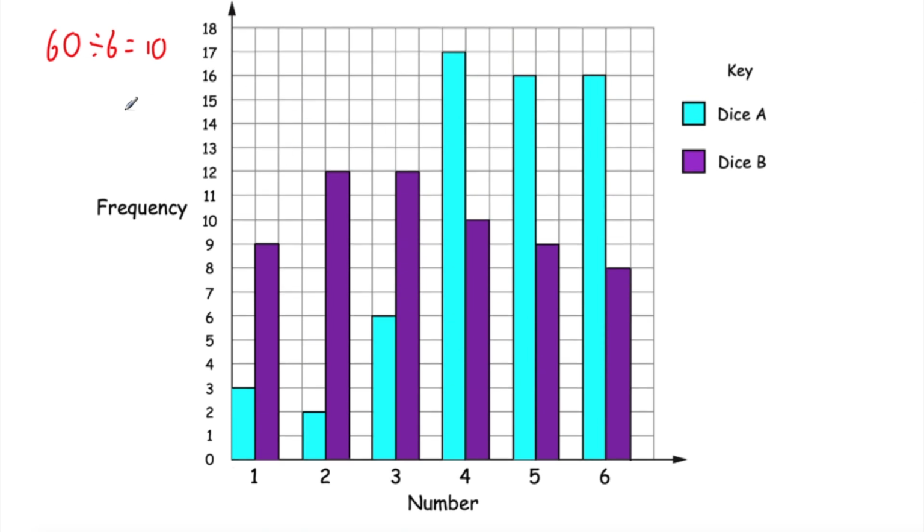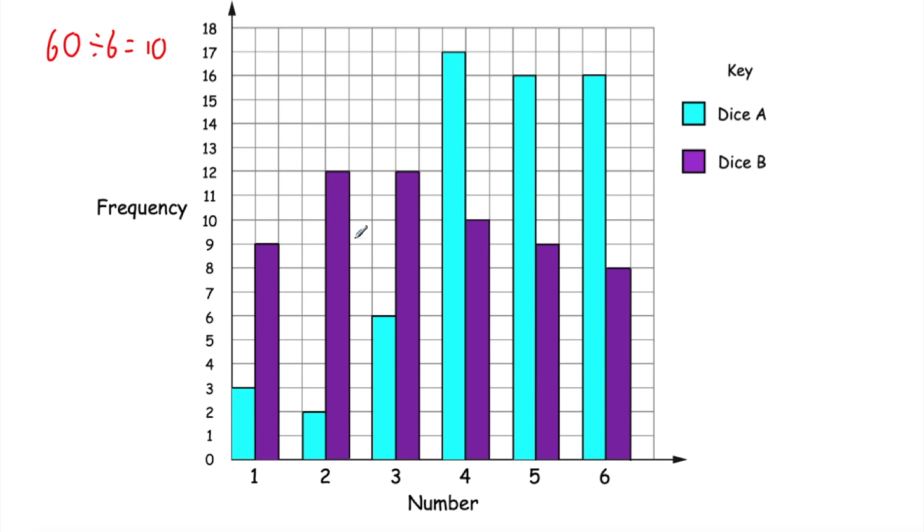So we talked about the fact that if we roll a dice 60 times, because there's 6 numbers, they should roughly appear on each number 6 times. You should get roughly 10 number 1s, 10 number 2s, 10 number 3s, and so on, roughly. Now if we have a look at this dice B, we've got 9 1s, 12 2s, 12 3s, 10 4s, 9 5s, and 8 6s. But they're actually all pretty close to 10. Nothing actually jumps out as looking obviously biased there.